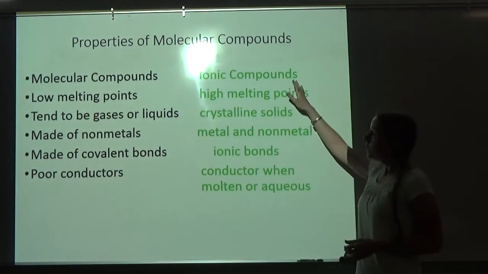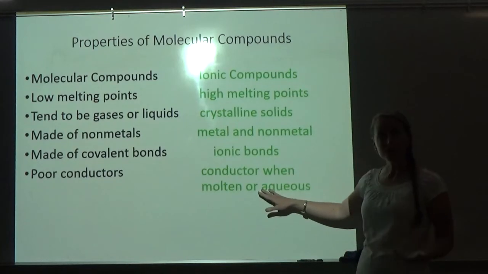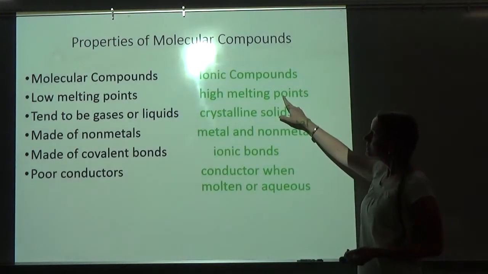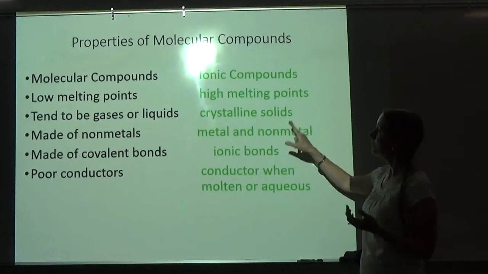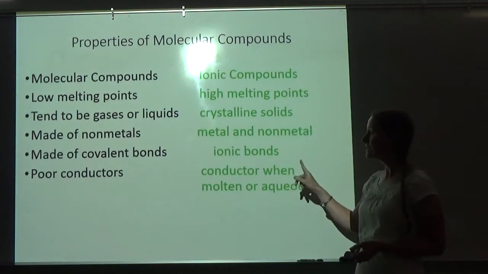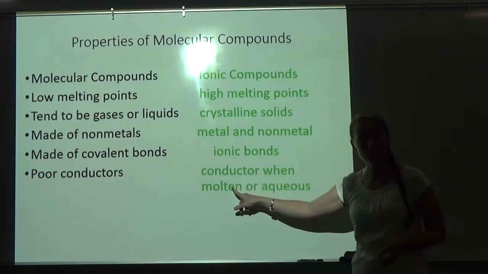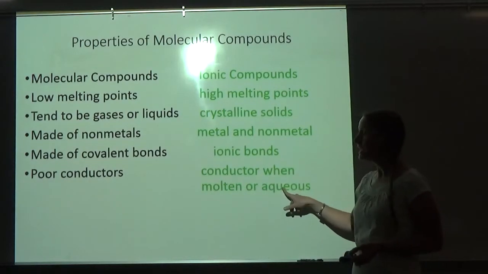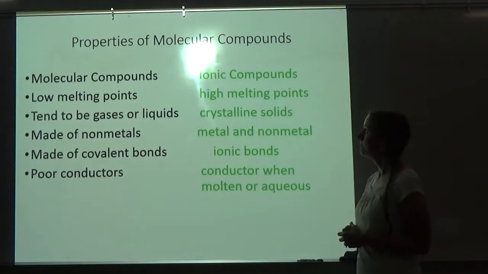We've talked about properties of ionic compounds in chapter 7: they have high melting points, they're crystalline solids, they're made of a metal and a nonmetal, they're made of ionic bonds, and they're good conductors if they're melted or aqueous. Remember, melted is molten, and aqueous just means dissolved in water.